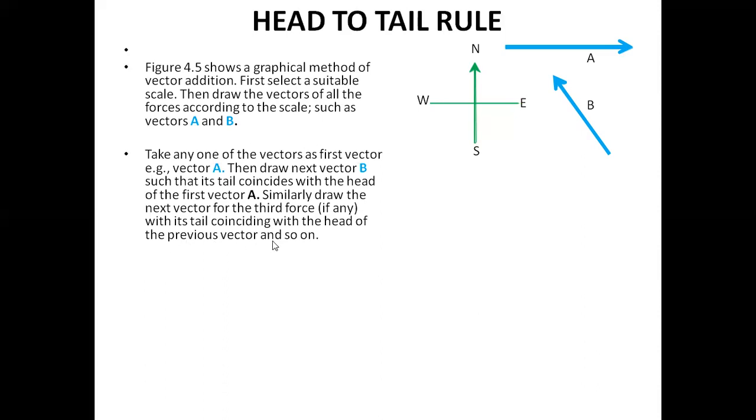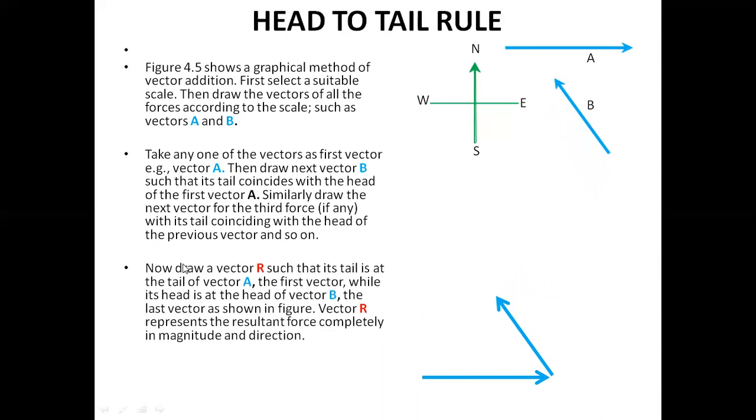Now let us show how this is performed. This is vector A and this is vector B. Now the paragraph says that you have to join the head of the first vector to the tail of the second vector, and so on, until you find the resultant vector, which is R. Now draw a vector R such that its tail is at the tail of the first vector A, while its head is at the head of vector B, the last vector, as shown in the figure.